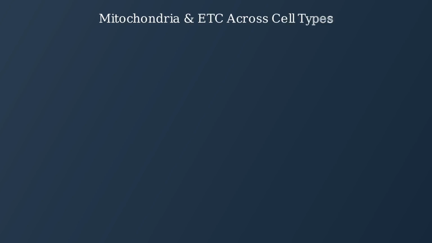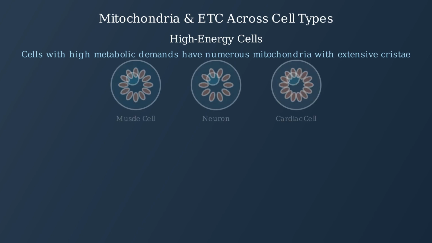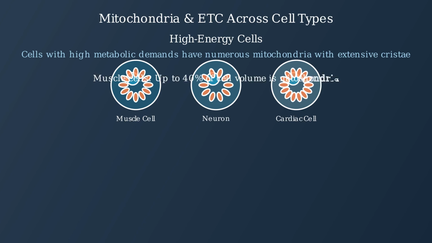Different cell types in the body have varying numbers of mitochondria and electron transport chain activity based on their specific energy needs. Highly active cells such as muscle cells, liver cells, and neurons require enormous amounts of energy to function properly. In skeletal muscle cells, mitochondria can occupy up to 40% of the cell volume. These mitochondria have densely packed cristae to maximize the surface area for electron transport chain complexes.